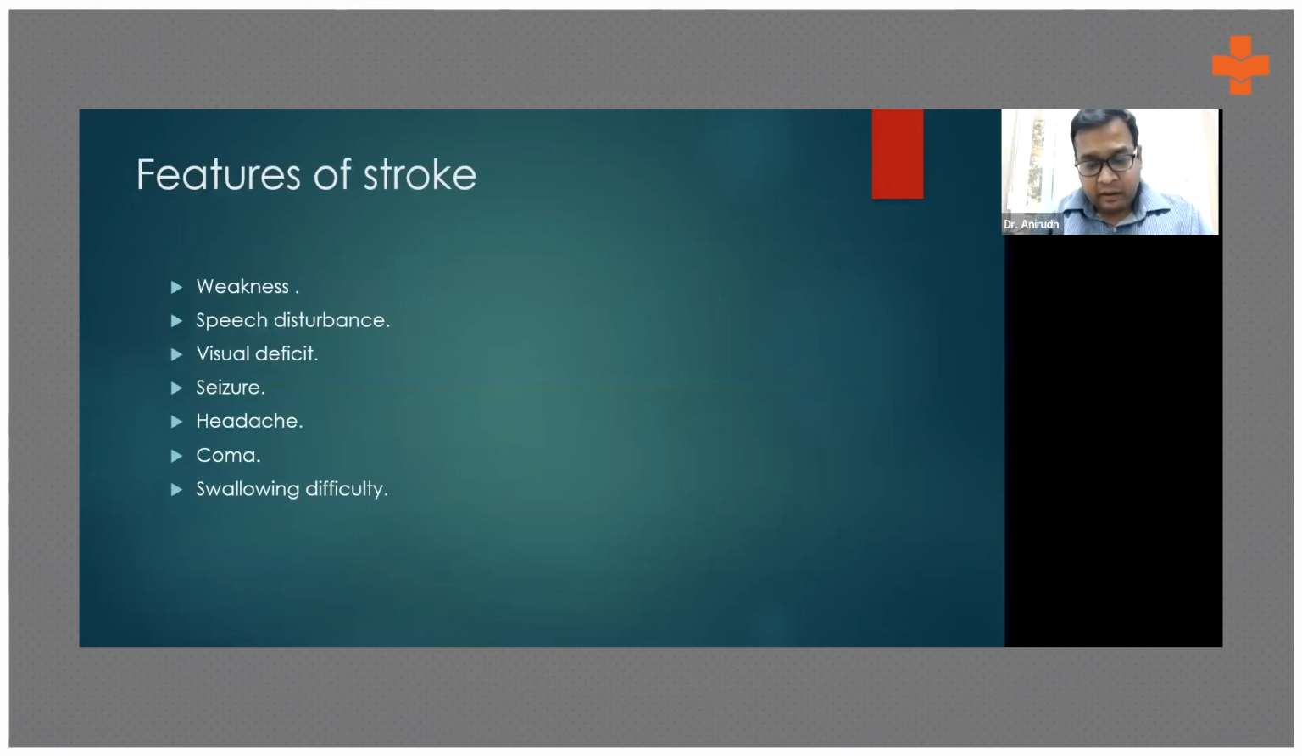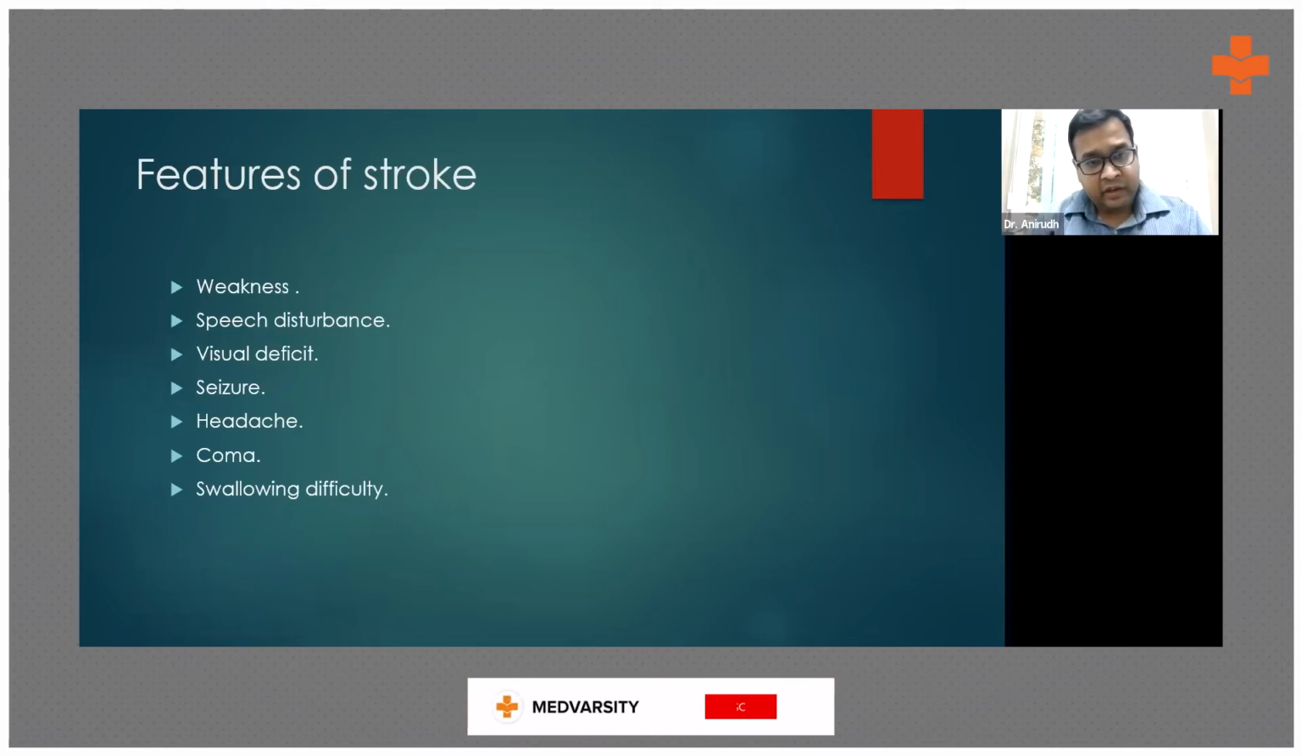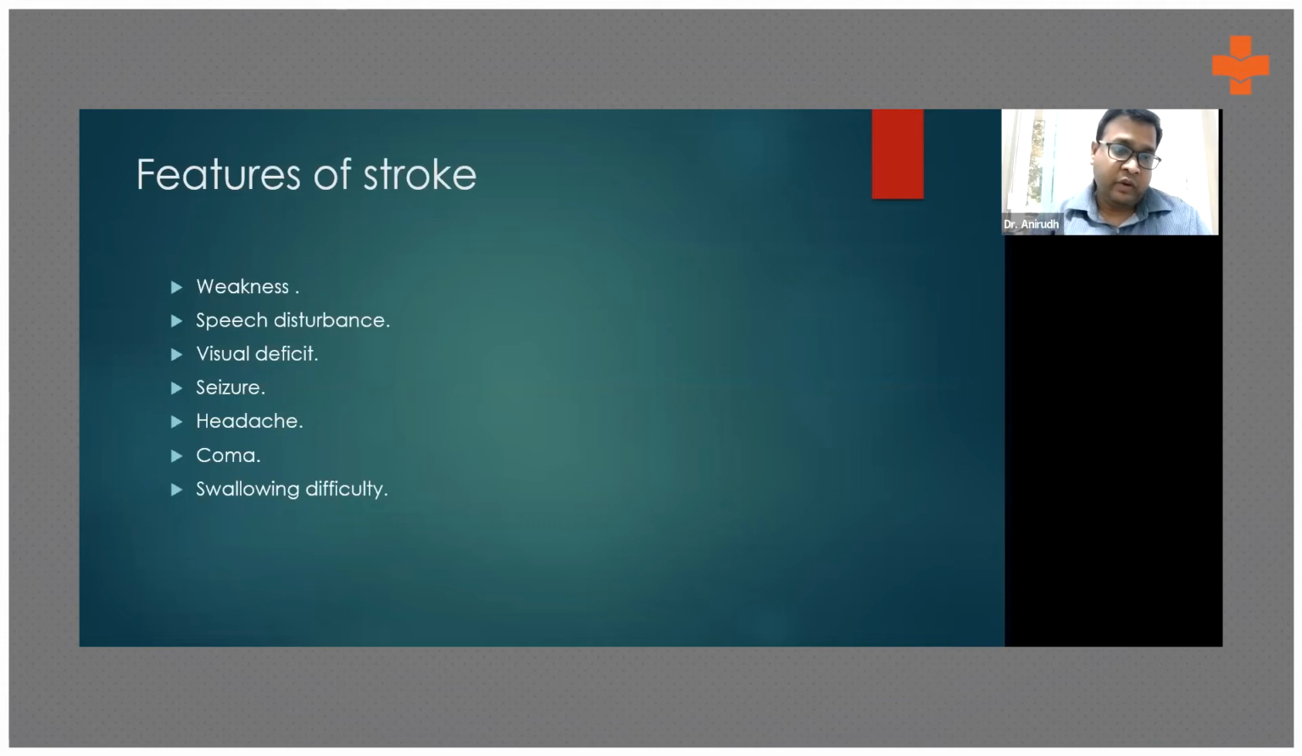Now, we all must know the common features of stroke. These can be weakness of a part or the whole of the body. Sometimes stroke patients might present only with weakness of the facial muscles leading to a deviation of the mouth. There might be speech disturbance. Speech disturbance can be a sensory speech disturbance where the patient is not able to comprehend whatever he sees or listens. It can be a motor deficit where the patient is not able to speak whatever he wants to.